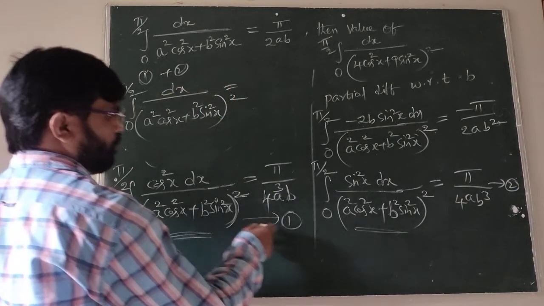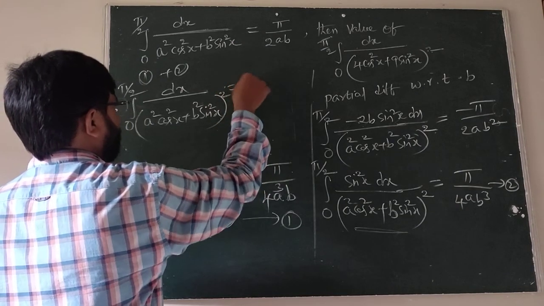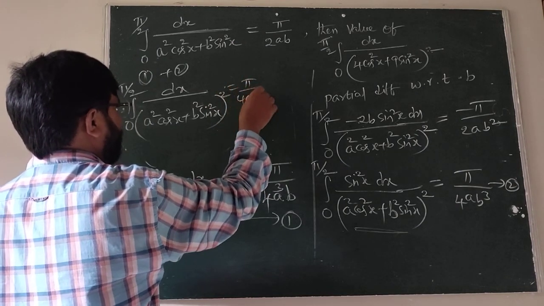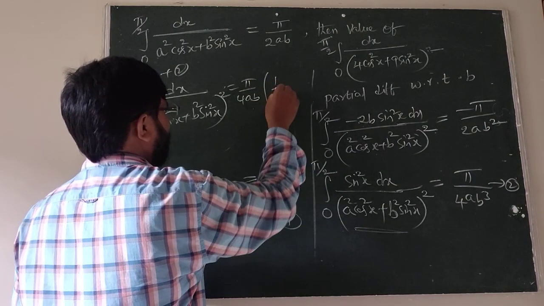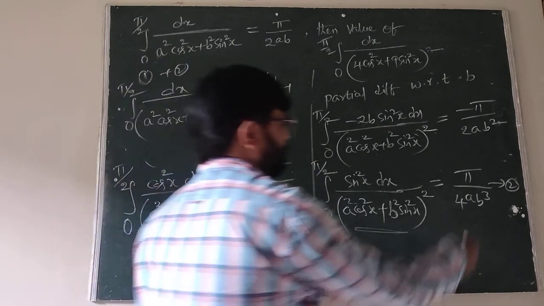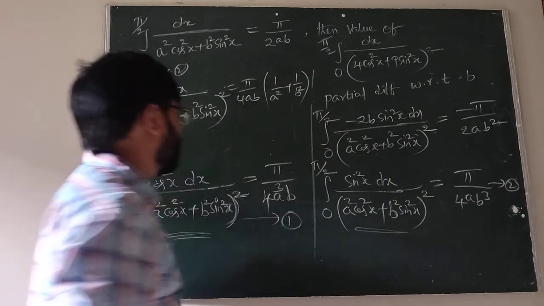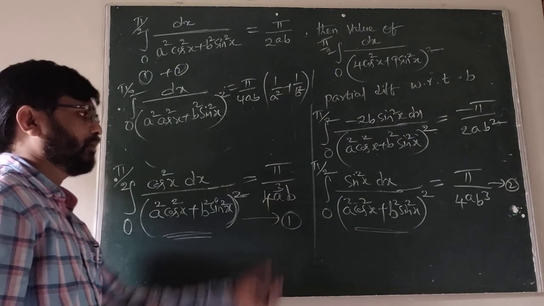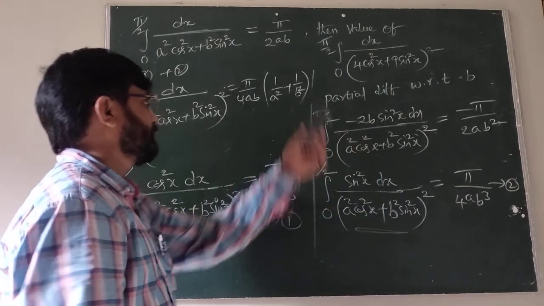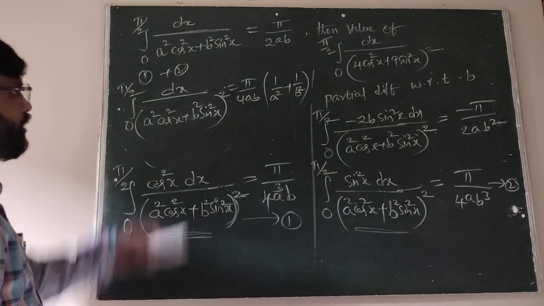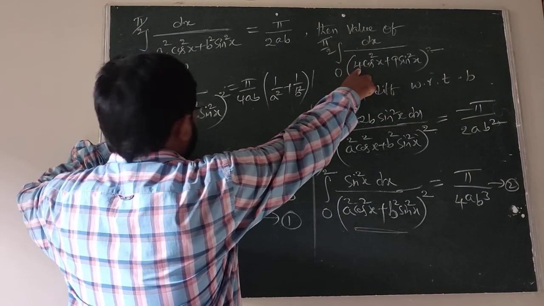Equals to, now we take pi by 4ab as common. Therefore, what is remaining here? 1 by a square. What is remaining here? 1 by b square. Is it clear or not? Pi by 4ab we are taking as common, and the remaining is 1 by a square plus 1 by b square.